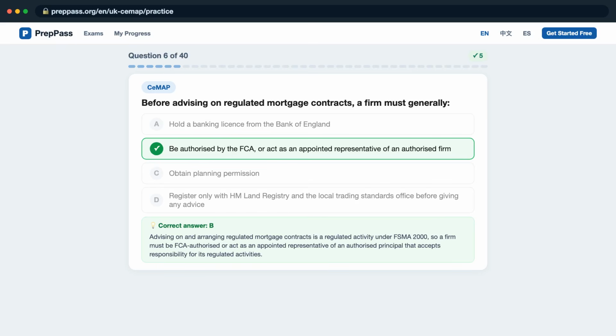The correct answer is B. Advising on and arranging regulated mortgage contracts is a regulated activity under FSMA 2000, so a firm must be FCA authorized or act as an appointed representative of an authorized principal that accepts responsibility for its regulated activities.